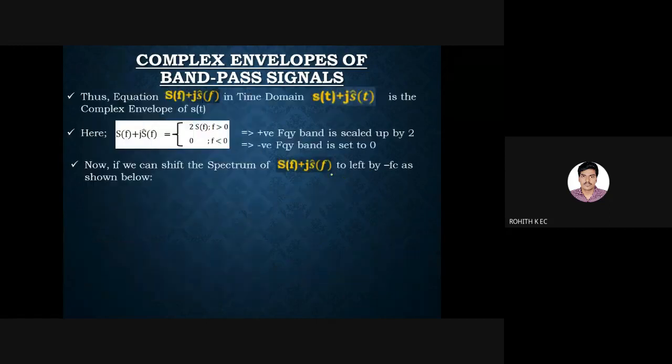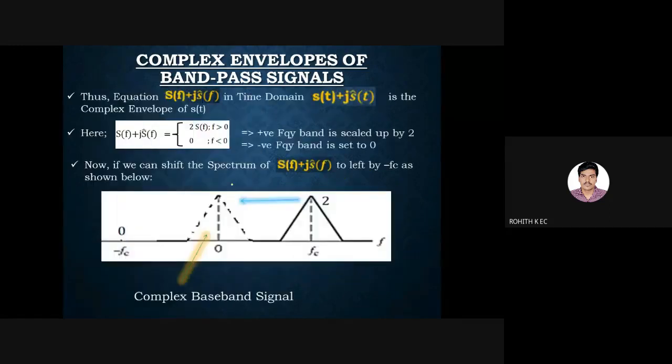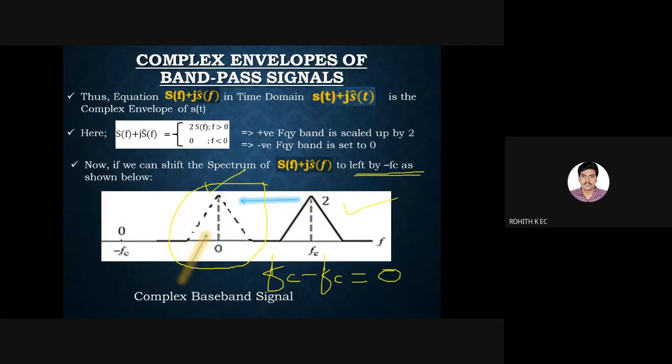Now, if I make a shift of minus fc to this spectrum, if I shift the spectrum by minus fc, this is another way of saying that you are subtracting minus fc with fc. So if you subtract fc with fc, what is the resultant frequency? It is going to be w, right? So when you shift the frequency spectrum by minus fc, this is the resultant spectrum that you are going to get, and here the origin frequency will become zero, right?